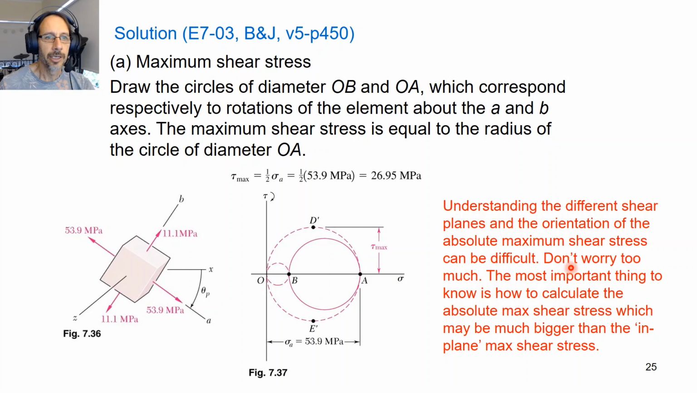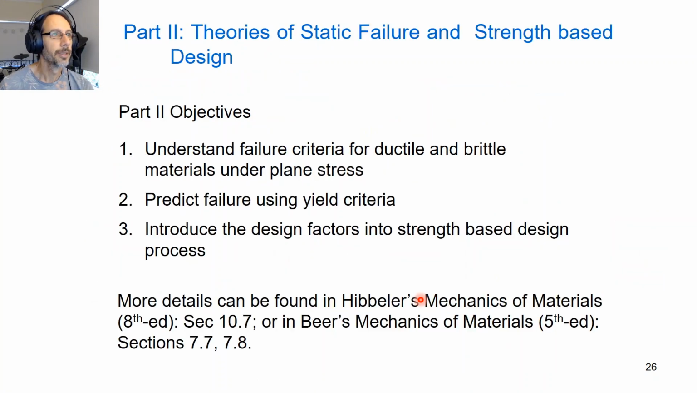Okay, so as I've said here, and I think I said this earlier, don't worry too much about whether you can work out where the absolute maximum shear plane is and its orientation. The most important thing to know is to calculate this absolute maximum shear stress, which, as you've seen in this example and the previous one, may be much bigger than the in-plane maximum shear stress.